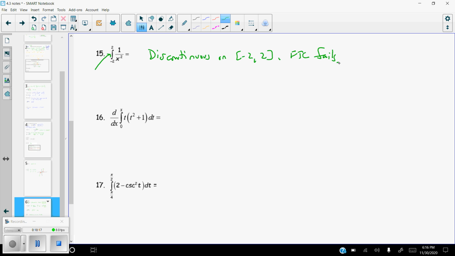All right, number 16 is relatively straightforward. Got an x in the bound here. We're taking the derivative, so we'll plug the x in for all the t's. X squared plus 1 times the derivative of x, which is 1, so I don't have to write that. So that one's pretty much done.